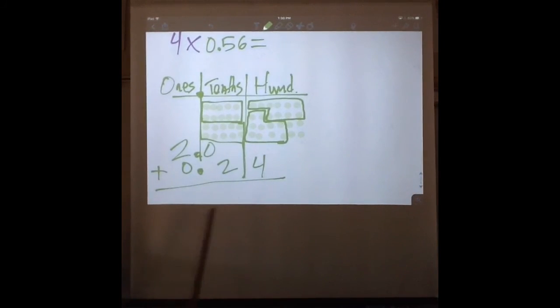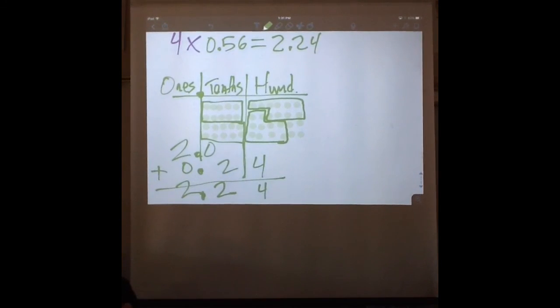So 4 plus 0 is 4. 2 plus 0 is 2. What do we need to do here? Bring down the decimal. Very important. Bring down the decimal. And then our 2 here. So our answer to our problem is what? 2.24. Does that make sense?